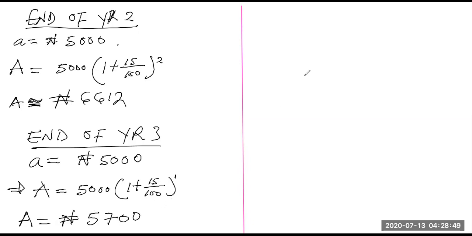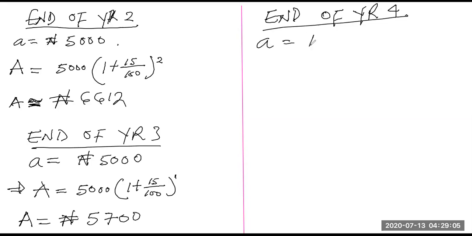So at the end of year 4, remember the person wants to carry out a project. At the end of year 4, an annuity comes in. A equals 5,000 naira, that is what will come in. The person cannot invest this money, because it came at the very end of year 4.